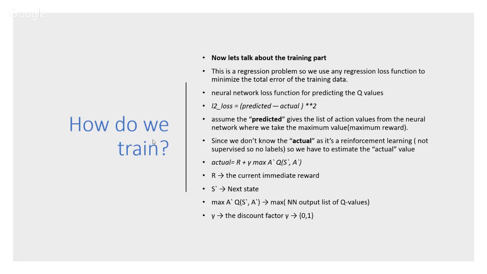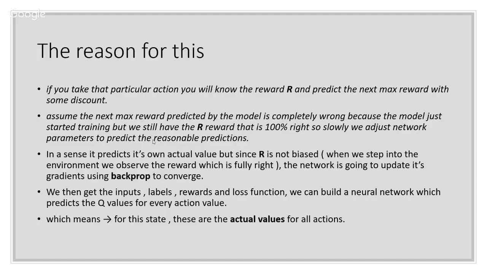So basically, let's break that down again. R is the current immediate reward. S is the next state, and then you've got the max next action-state pair from the Q values. And of course, gamma is the discount factor. Hopefully that gives you a bit of a breakdown of what's going on. It's not too much different to what you've been learning. It's just adding in a neural network instead of the table.